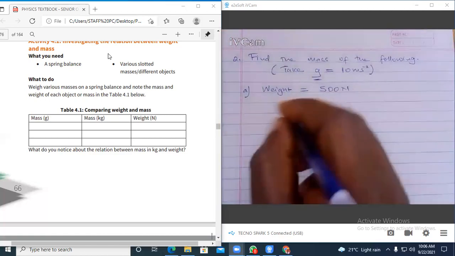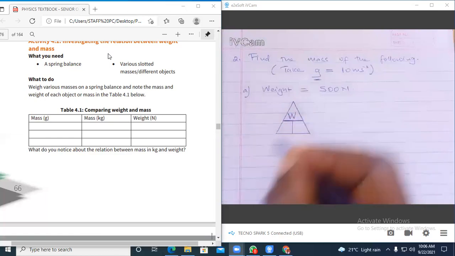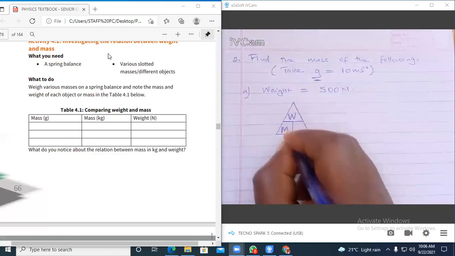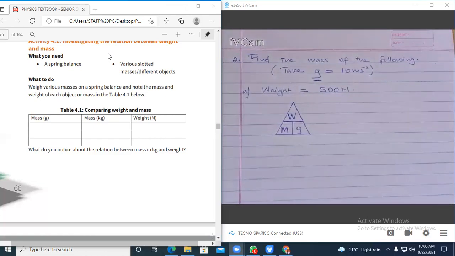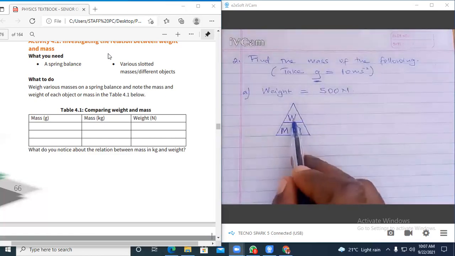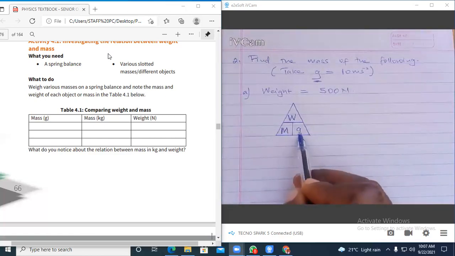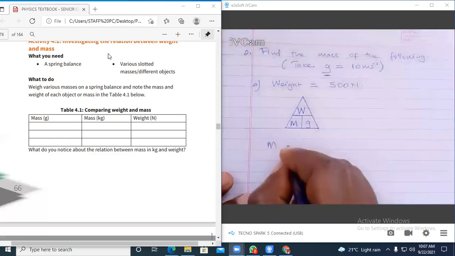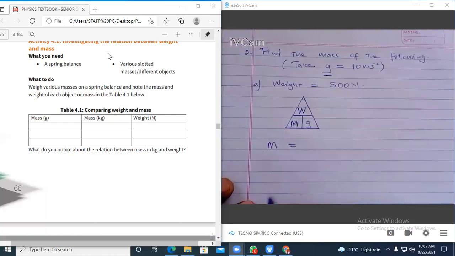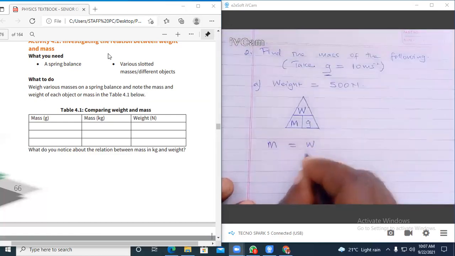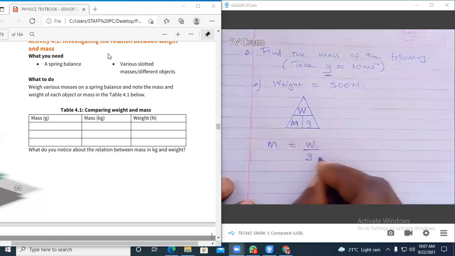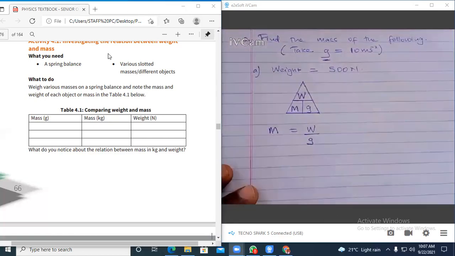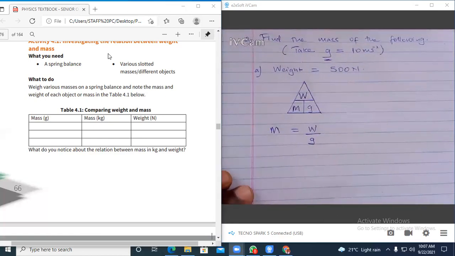Okay, so we have weight here, we have mass here, and we have acceleration due to gravity there. In other words, weight is equal to mass times acceleration. So what's the formula for finding mass? Mass equals weight divided by gravity. Weight divided by gravity, correct. That's the formula we are going to use.